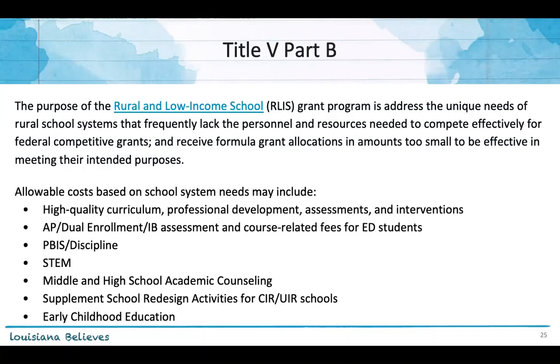Our last ESSA program is Title V, Part B. The purpose of the Rural and Low Income Schools Grant is to address the unique needs of rural school systems that frequently lack the personnel and resources needed to compete for competitive grants and receive formula grant allocations in amounts too small to be effective in meeting their intended purposes. Allowable costs are based on school system needs and mirror Title I allowable costs as noted on this slide.